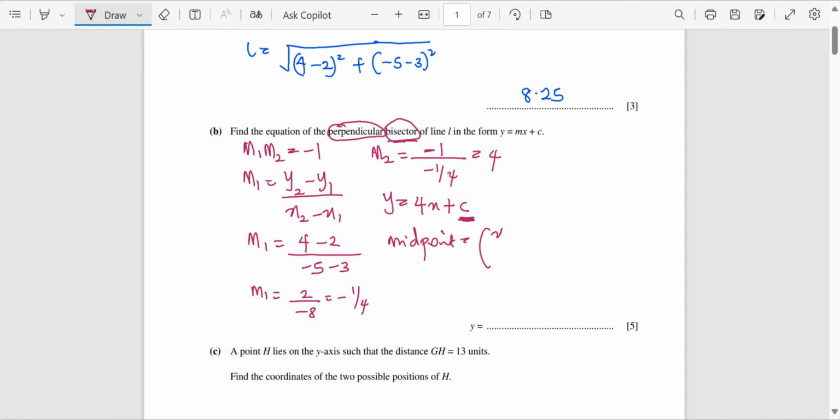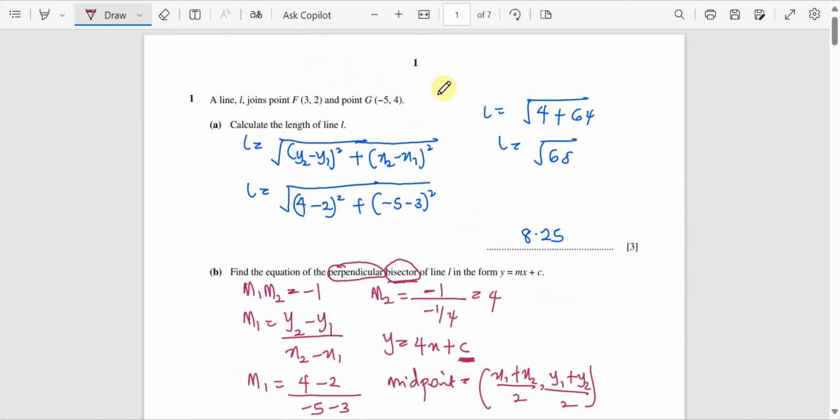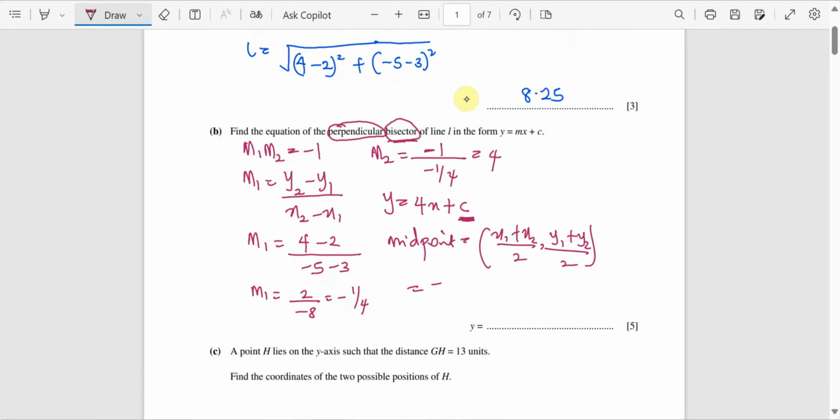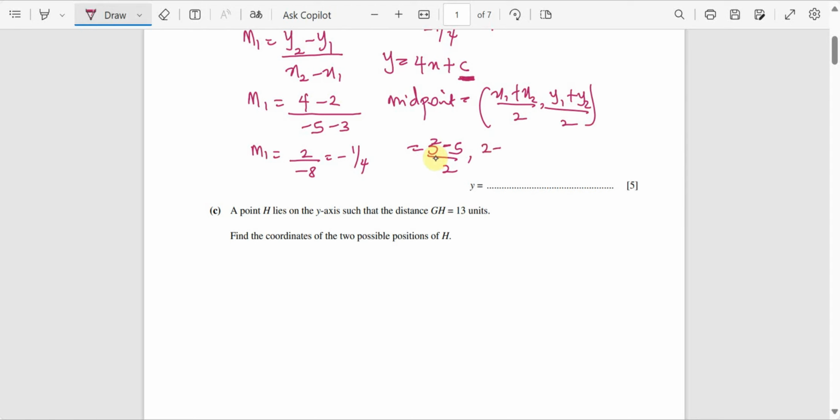The midpoint is (x1 plus x2) over 2, (y1 plus y2) over 2. So this is going to give us, go back to the coordinates. We have x1 is 3 and -5, so 3 minus 5 over 2, the other one is 2 and 4, 2 plus 4 over 2. So this is going to give us -2 over 2, 6 over 2. So the midpoint is (-1, 3).